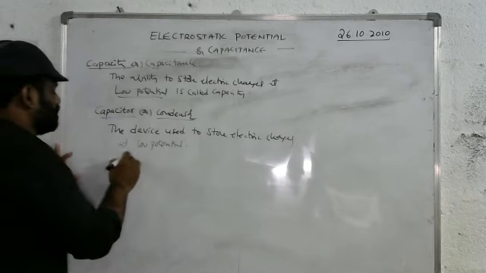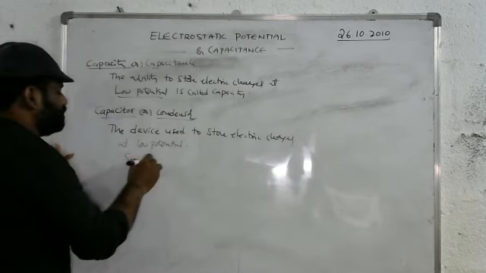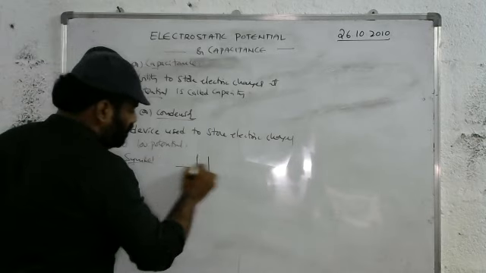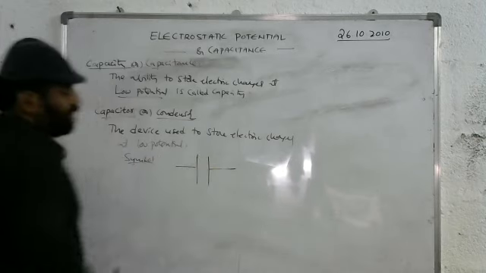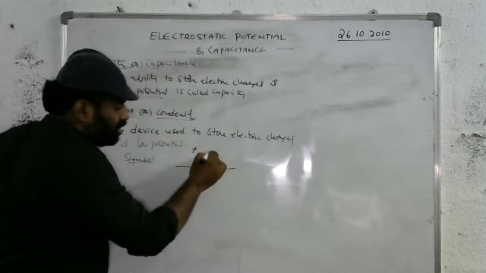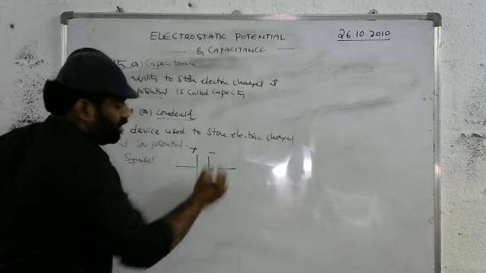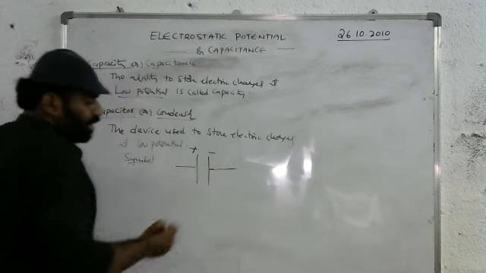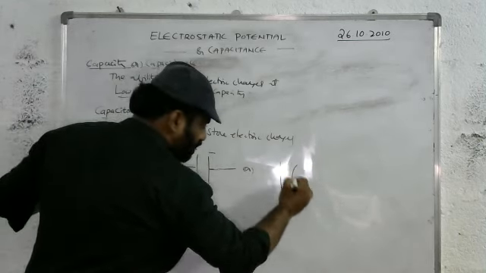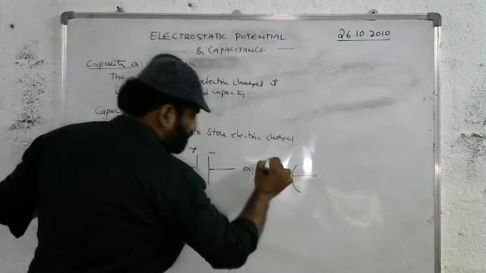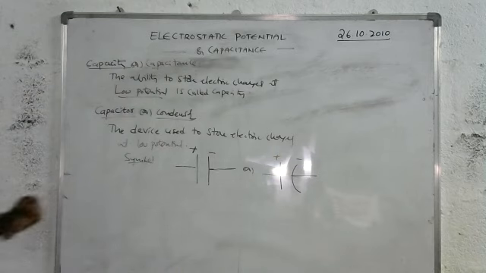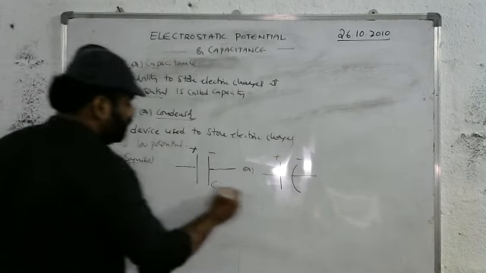The symbol for the condenser or capacitor is two straight lines parallel to each other. This is also called a parallel plate capacitor. One line represents positive and another line represents negative. Or we can write it as one straight line and one curved line. This is also a symbol for the capacitor, plus and minus. This is a fixed capacitor, we will keep C here.